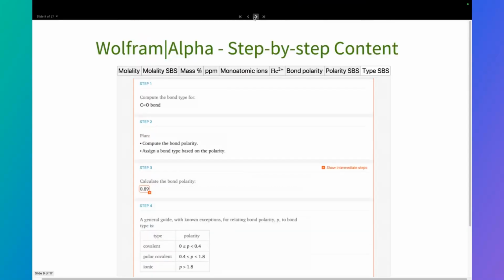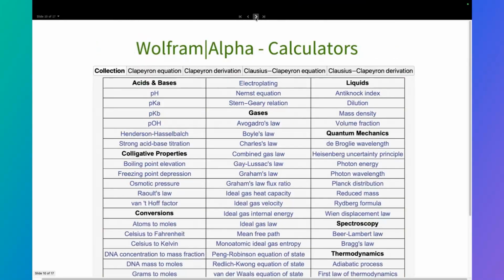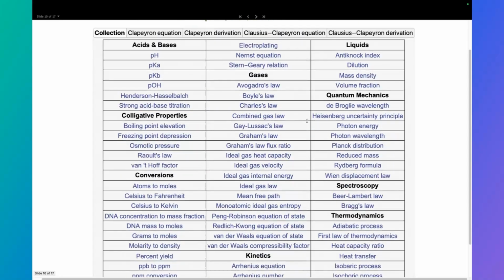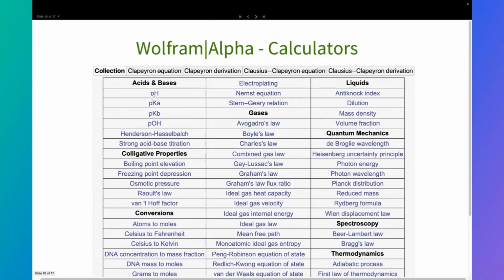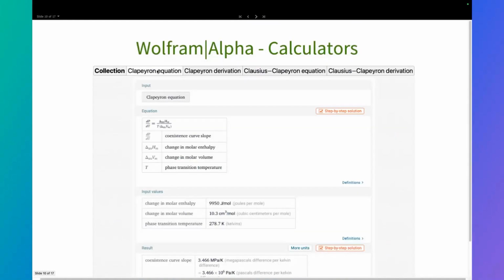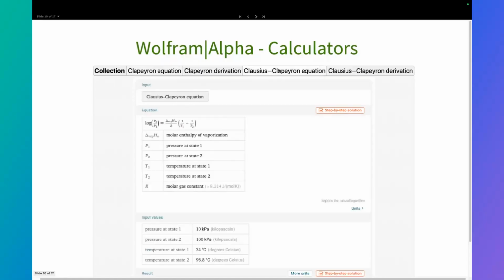So we're excited about that result. We've also expanded our calculators. They're now up to 75 different calculators, all with step-by-step support. And then the new one that we're very excited about, that you might have heard about this morning in the step-by-step get-together: the Clapeyron equation and the Clausius-Clapeyron equation.